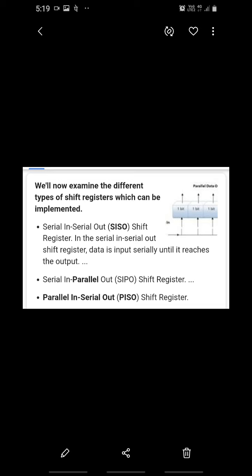Next, serial in, parallel out shift register. In this case, all the bits are loaded in bit by bit and shifted out simultaneously. That is, at a time all the data bits are taken out. The IC 74164 is an example of serial in, parallel out shift register.